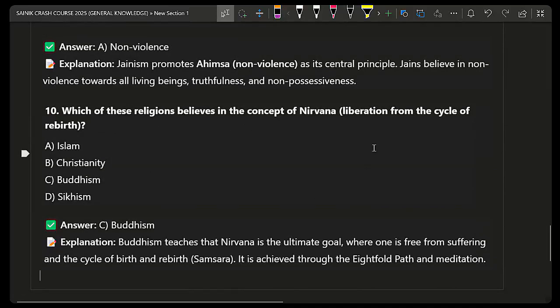Buddhism teaches that nirvana is the ultimate goal where one is free from suffering and the cycle of birth and rebirth, that is samsara. It is achieved through the eightfold path and meditation. Next question.